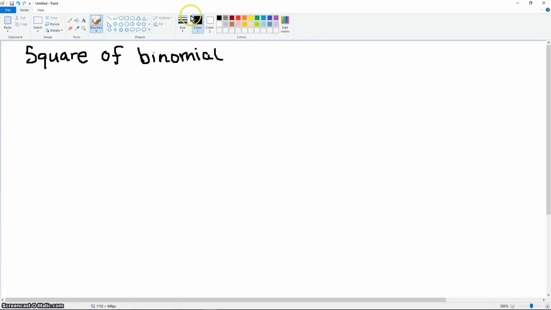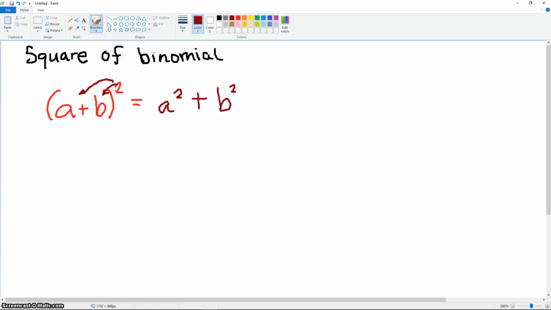Okay, the next pattern that we're going to look at is the square of a binomial. I'm going to go ahead and do the first one with you. There's two. The first one is a plus b squared. And I believe that is going to be a squared plus b squared. You give this exponent of 2 to both of them.